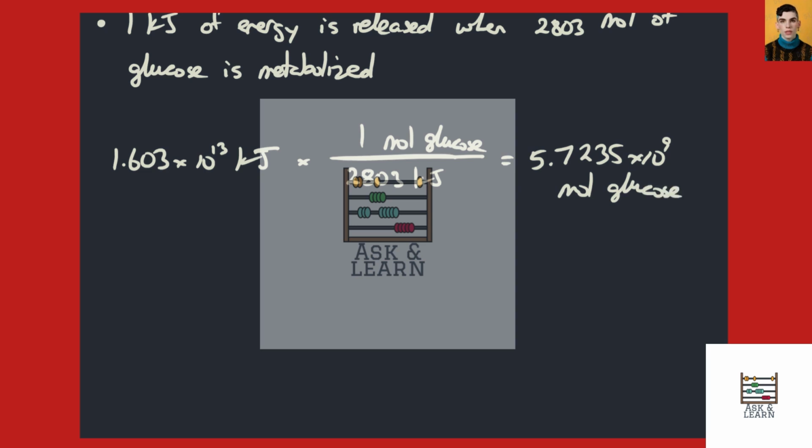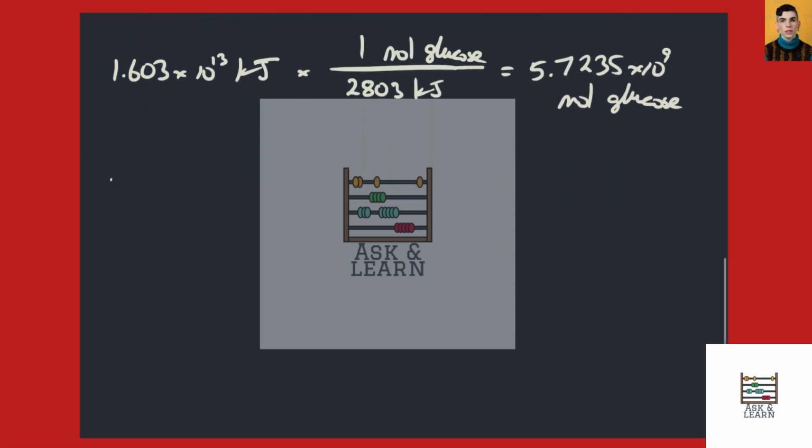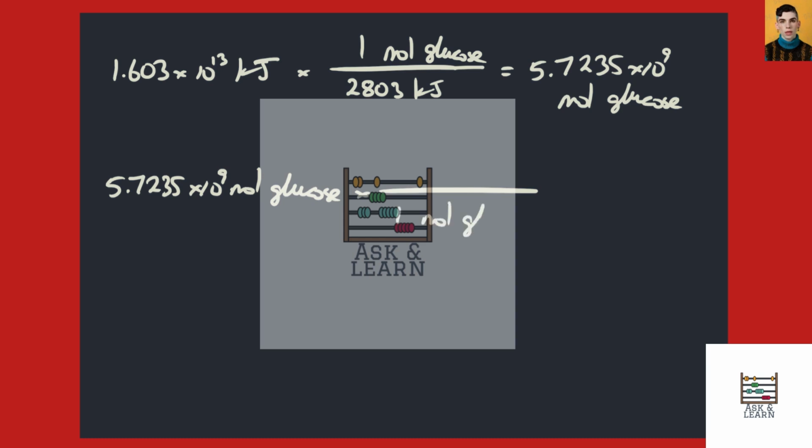So now let's convert this into mass of glucose. So 5.7235 times 10 to the 9th mole of glucose times 1 mole of glucose has a molar mass of 180.156 grams, and we find that the mass of glucose is equal to 1.0311 times 10 to the 12th grams of glucose.